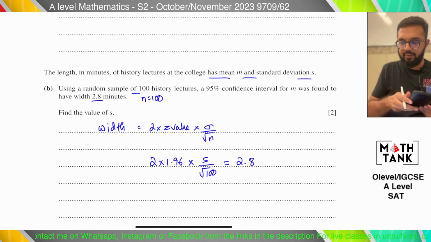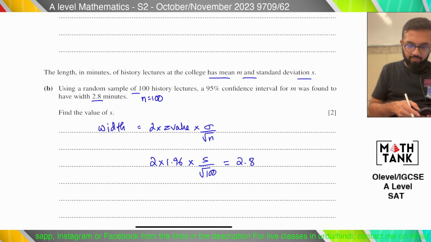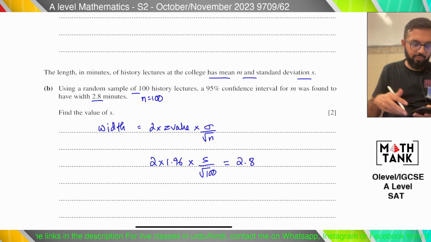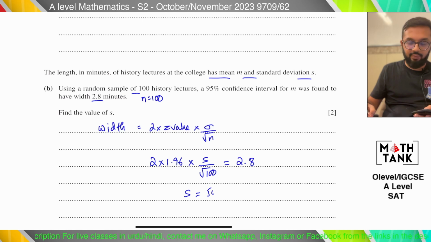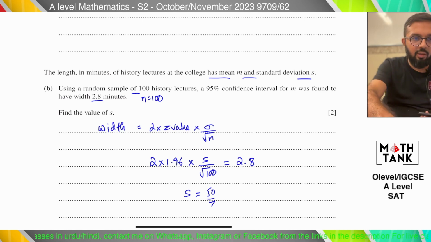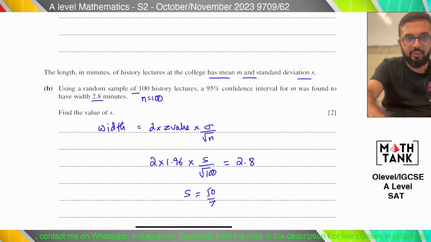So I solve for s: 2.8 into 10 divided by 1.96 divided by 2. So s comes out as 50 over 7. If that's the correct answer, yes, that is indeed the correct answer.